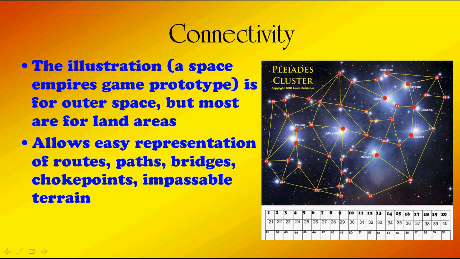Here we have another type of board, the connectivity board. You have dots or circles or squares and lines that show connections. Now the illustration I have here is a space war game, and so these connections could be wormhole connections, the only routes you can follow, but it can be used for land areas just as well. And connectivity diagrams allow for easy representation of choke points and routes, paths, bridges, impassable terrain because you just don't have any connections across them, and so forth. So there's a lot of flexibility there. But it looks kind of odd.